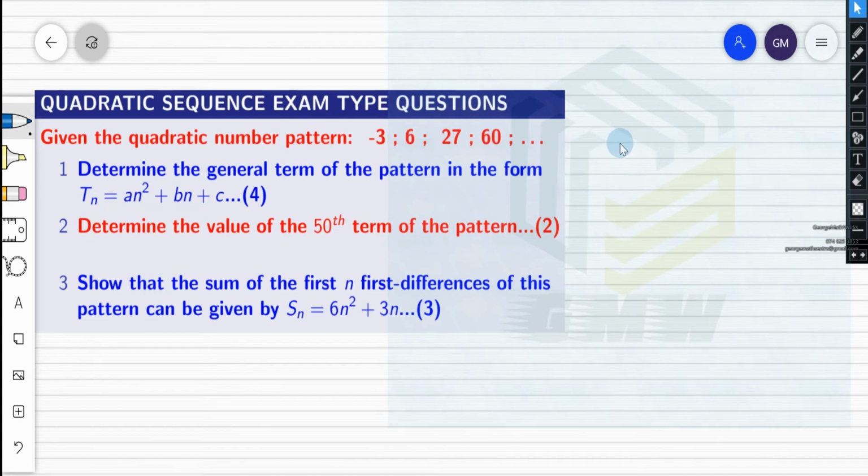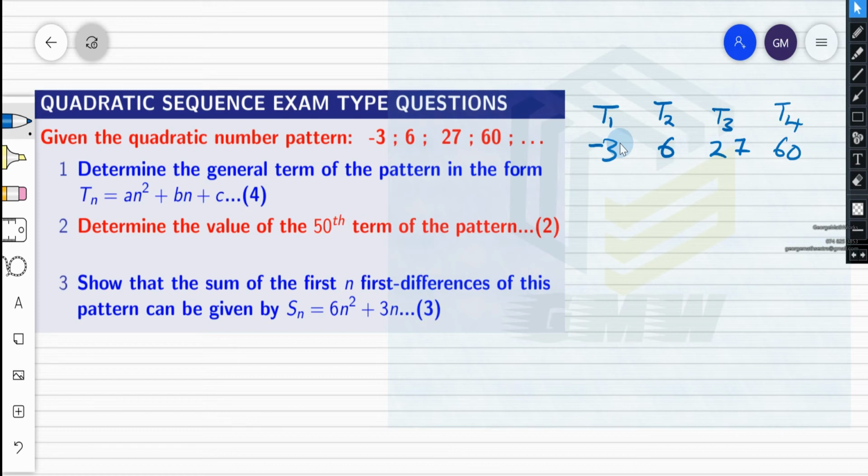This is how we are supposed to see maths. The questions won't be the same, but the idea tested will be the same. So I will have my T1. I have -3, I have 6 here, and I have 27, and I have 60 this side. So I have my T1, my T2, my T3, and my T4.